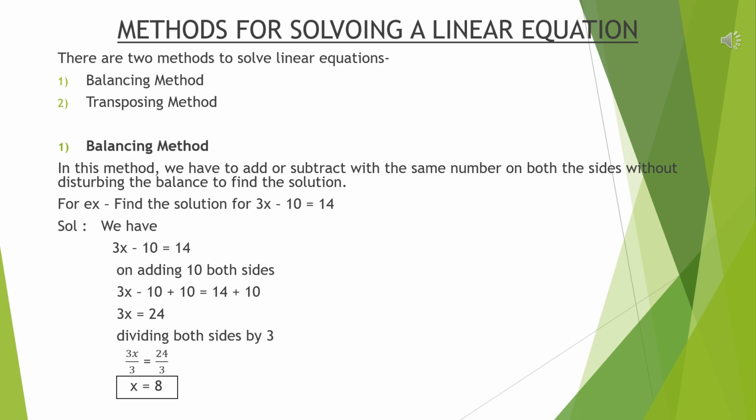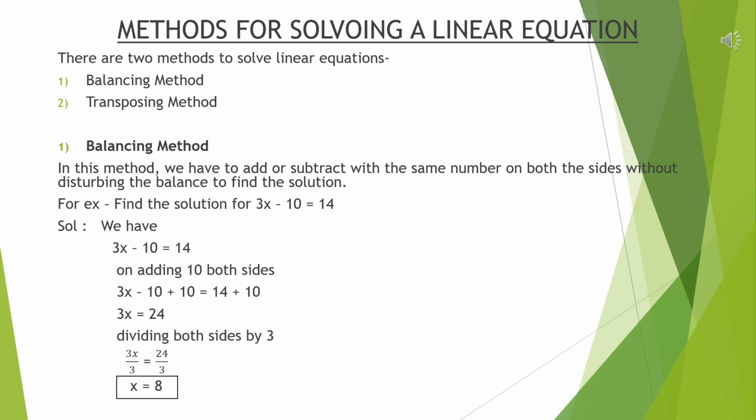So, for removing minus 10, we have to apply the opposite operation. That means addition. So, we will write adding 10 on both sides and we will get 3x minus 10 plus 10 equals 14 plus 10. In RHS, 14 plus 10 will make 24 and in LHS minus 10 and plus 10 cut down. So we will get 3x equals 24. Now for removing 3 we will divide by 3 on both sides. On dividing we will get 3x upon 3 equals 24 upon 3, that is x equals 8. That is our answer.